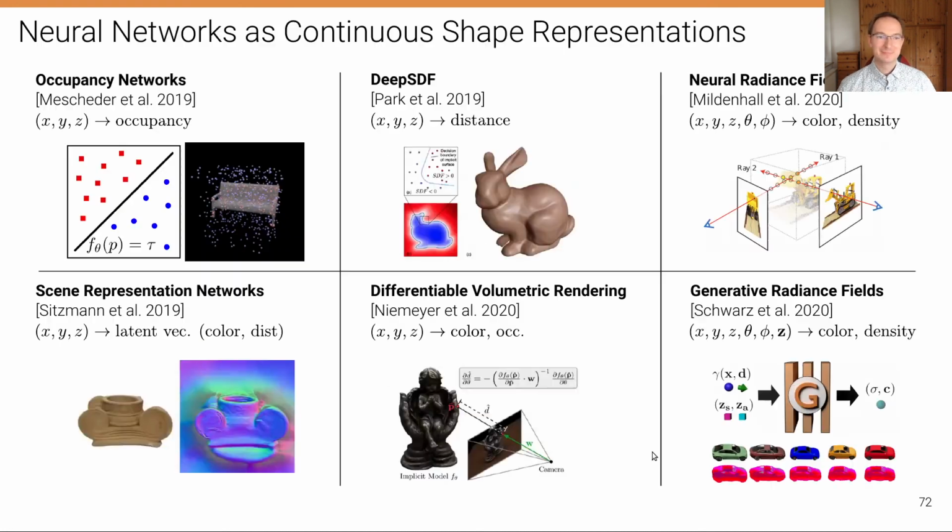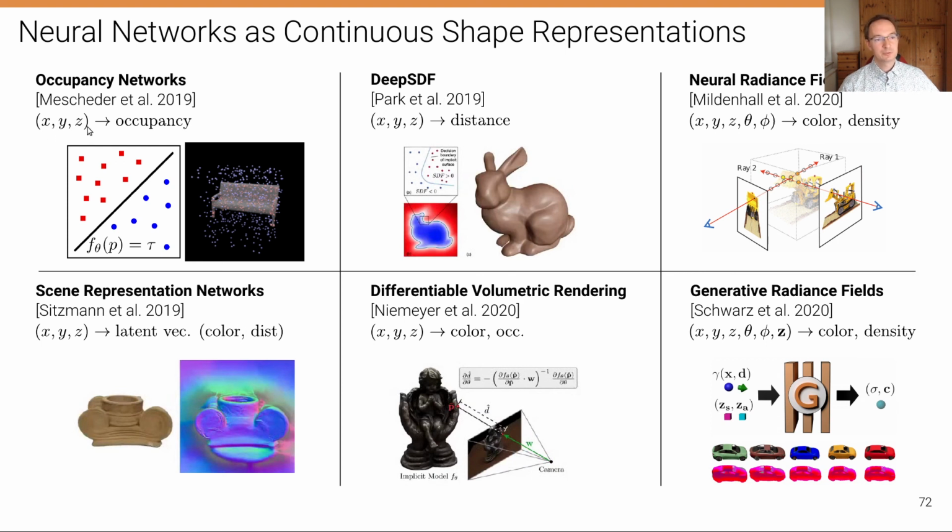Let me summarize. We've seen various neural networks as continuous shape representations, as continuous material and appearance representations, or motion representations. For example, we have seen occupancy networks, which was one of the first, and came out at the same conference as scene representation networks and deep SDF, which follow a very similar principle.